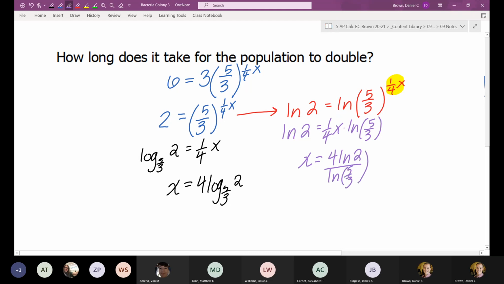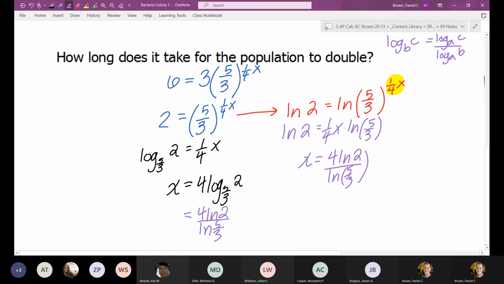And you might be saying, wait, Mr. Brown, those two answers are not the same. And I would argue that they're actually completely the same and identical. How can we get them the same? I can use the change of base formula. The change of base formula states if you have a log base b of c, that's the same thing as log base a of c over log base a of b. That was in my mind. In your mind, right? Change of base formula. This is the same thing as 4 natural log of 2 over the natural log of 5/3.